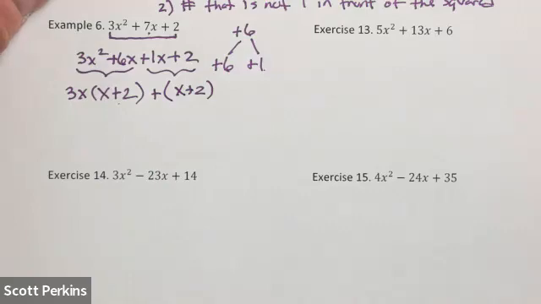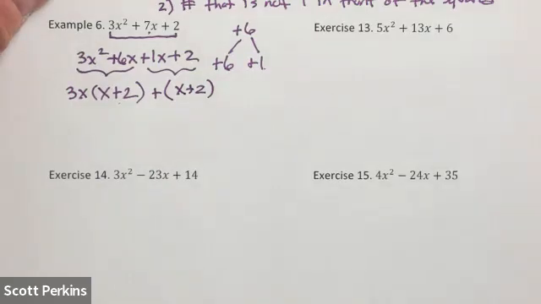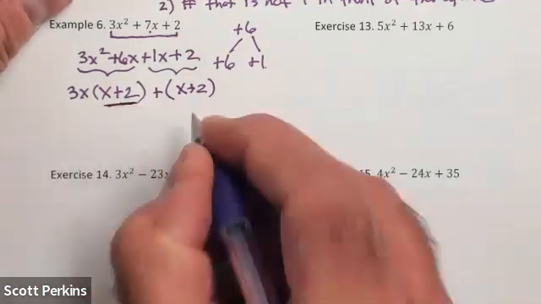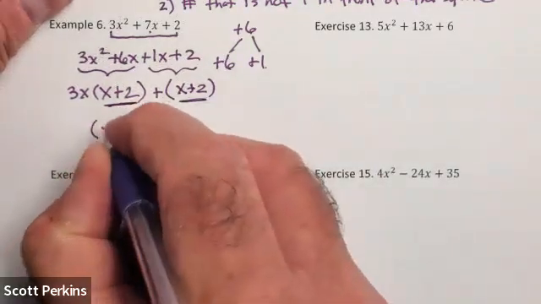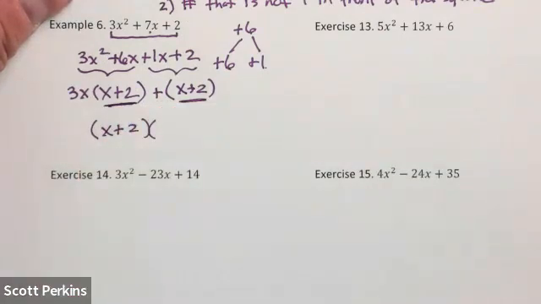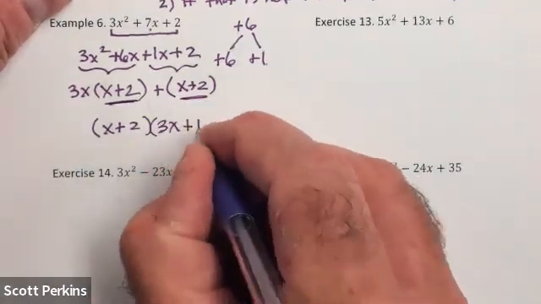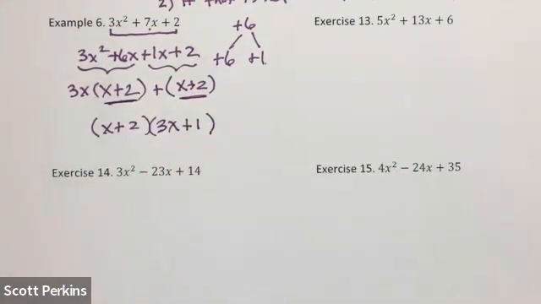We encountered that situation when we went through the first section. That happened to us, I think, once or twice. And I noticed the grouping did work. I've got an x plus 2 in the parentheses, so that's going to be my first factor. And then the second factor is what's left over, which is the 3x from the first term, and then the plus 1 from the second term.